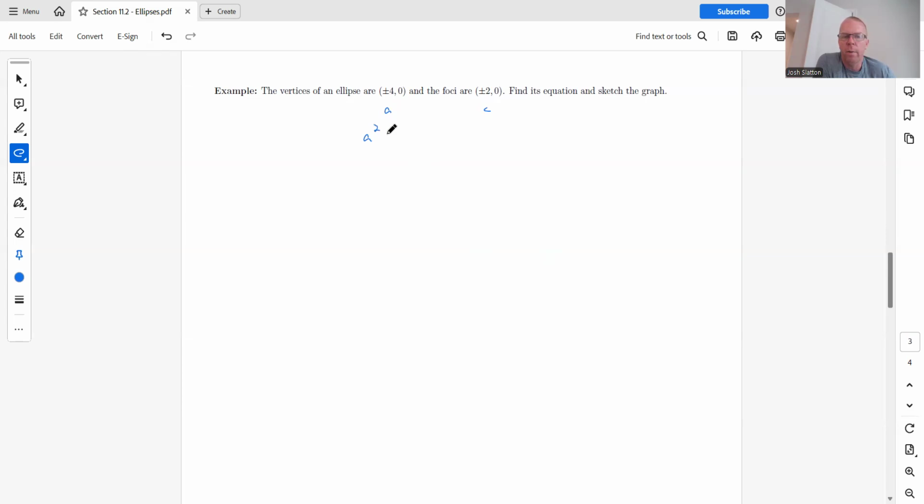So a squared is going to be 16. c squared is going to be 4. So we need to find what b is in order to find the equation, or b squared really is all we need. So c squared is a squared minus b squared. So we have 4 equals 16 minus b squared. So b squared, I should say, is going to be 12.